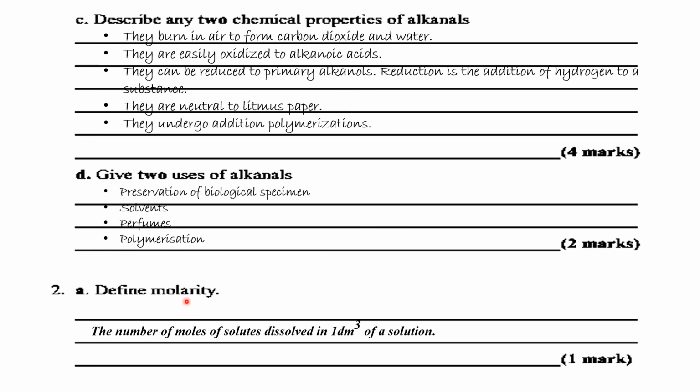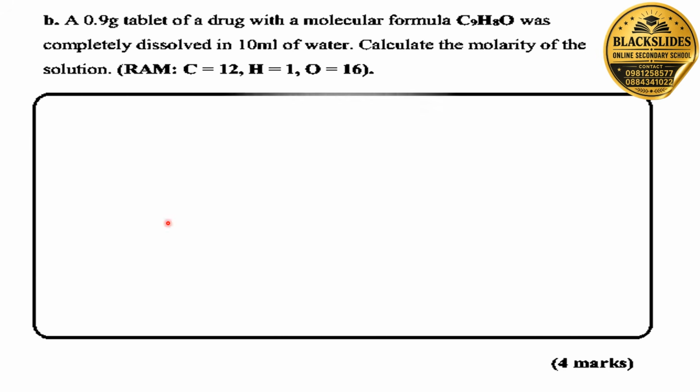Welcome, learners. Number 2b, a 0.9 gram tablet of a drug with a molecular formula of C9H8O was completely dissolved in 10 mL of water. Calculate the molarity of the solution. So what we are given here, we are given mass. We are also given the molecular formula of the compound and the volume of the water to be used.